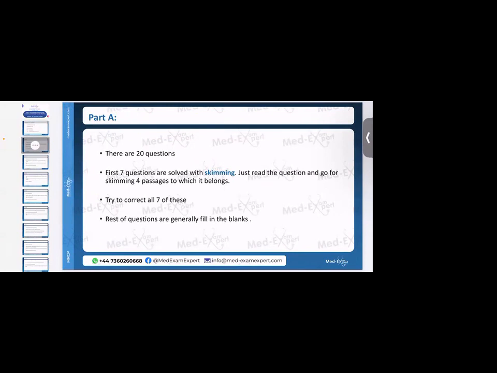The first 7 questions are solved with skimming. Okay, stop there. Now please tell me, what do you understand by the word skimming? Who can tell me the literal meaning of skimming? Just not reading anything, just seeing the words, that's it. Okay. Any other person who can describe the word skimming? It's just scanning the extract, not reading each and every word.